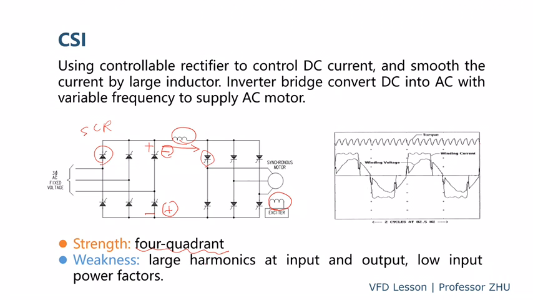Disadvantage of the CSI. On the line side, the current is similar to the load side. So it's like a square current, 120 degree, 60 degree, 120 degree. So there are a lot of harmonics, especially the 5th, 7th, 11th, and 13th odd harmonics on the line side. And also the input power quality is very low, especially at low light load condition.